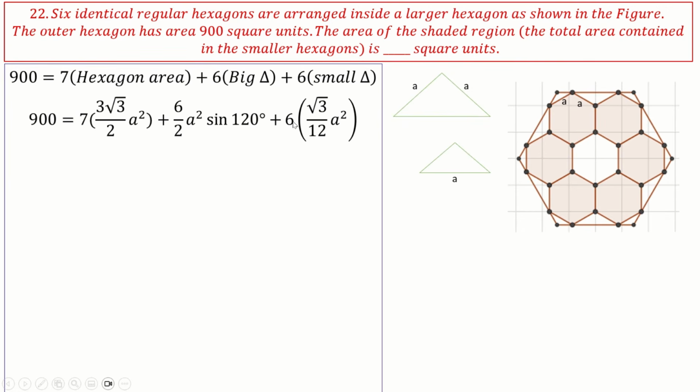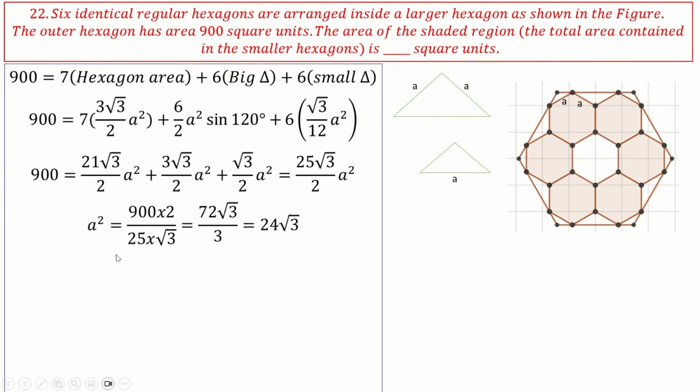6 small triangles is 6 times 3 by square root of 3 by 12 A square. Okay. If you find out this x here, that's what you will get. Now just simplify it. You will get A square value, correct? Your A square is nothing but 24 square root of 3. This is my A square.